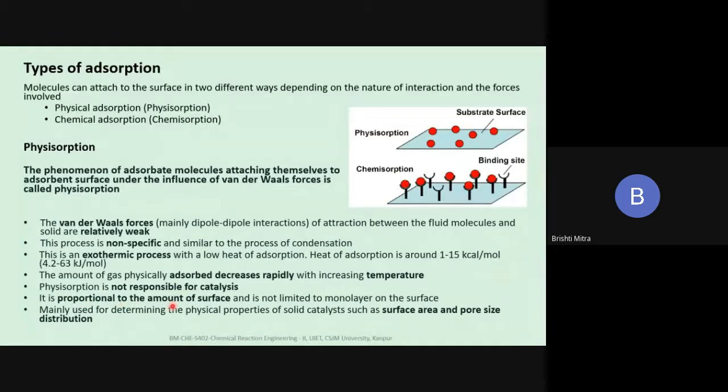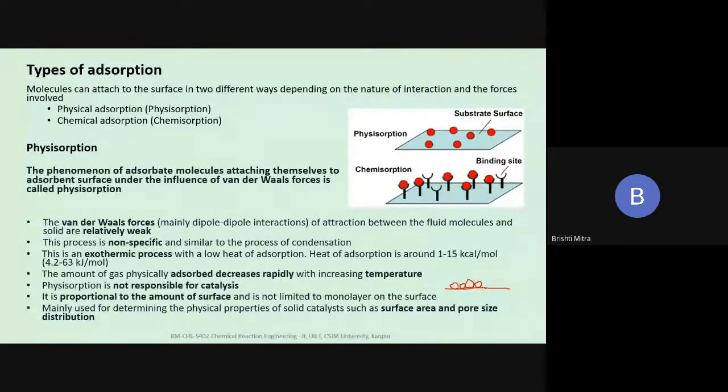Physisorption is proportional to the amount of surface, and it is not limited to monolayer on the surface. So what do I mean by that? When I say monolayer, that means if this is my surface, and each of these molecules are adsorbed on this, slowly what we see is the entire surface is being covered by these adsorbed molecules. And when the entire surface is covered by a single layer, that is known as monolayer coverage.